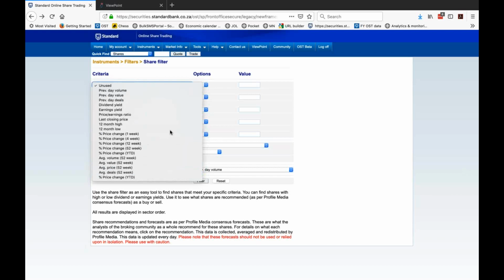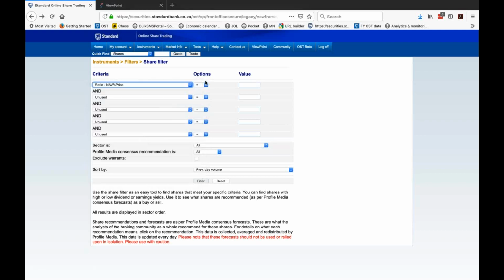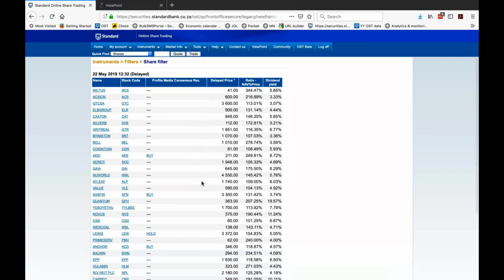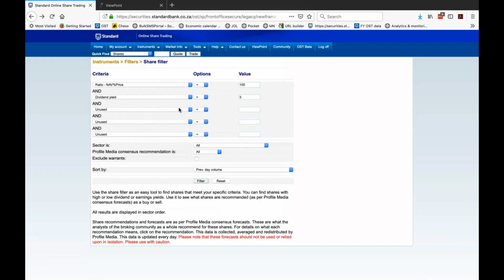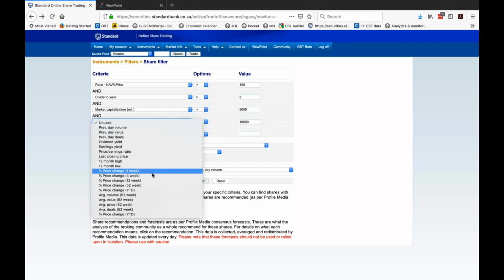Some of the searches that I like to do sometimes, one of my favorites, is where my NAV is above my price. Then what am I looking for? Give me some nice dividend yield, so let's say a dividend yield of 3%. Then I search just to make sure, okay, I've got 39 stocks here. Let's find ourselves a mid-cap stock, so market cap greater than 5 but less than 10 billion. So we've got 2 market caps there.